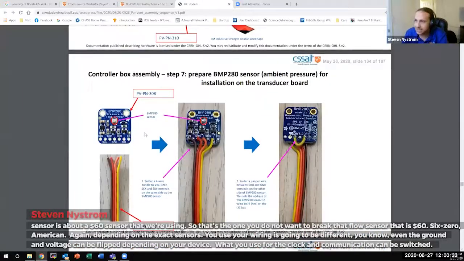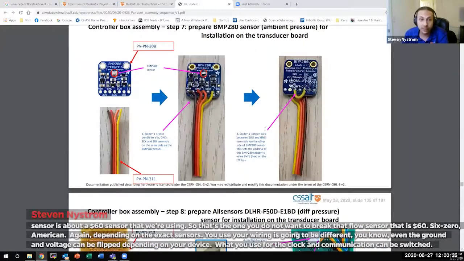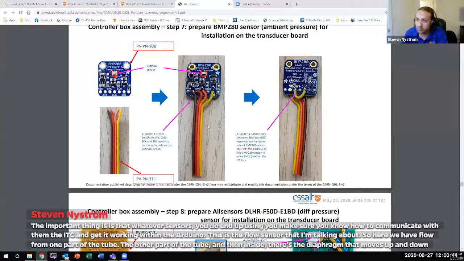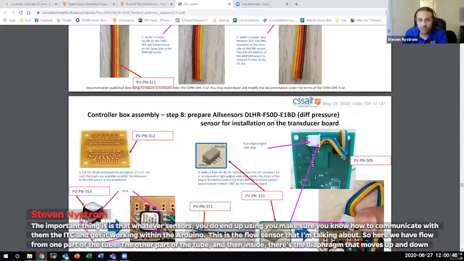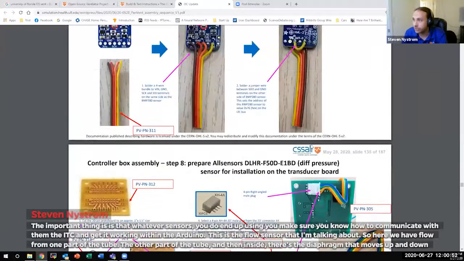Again, depending on the exact sensors you use, your wiring is going to be different. Even the ground and voltage can be flipped depending on your device. What you use for the clock and communication can be switched. The important thing is that whatever sensors you do end up using, you make sure you know how to communicate with them over I2C and get it working with the Arduino.